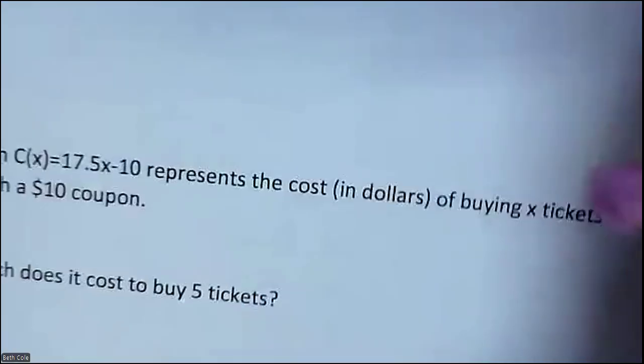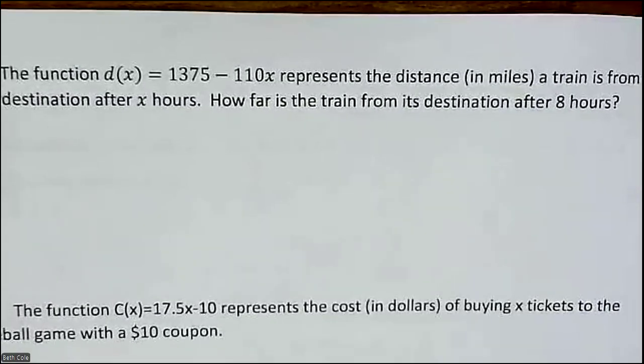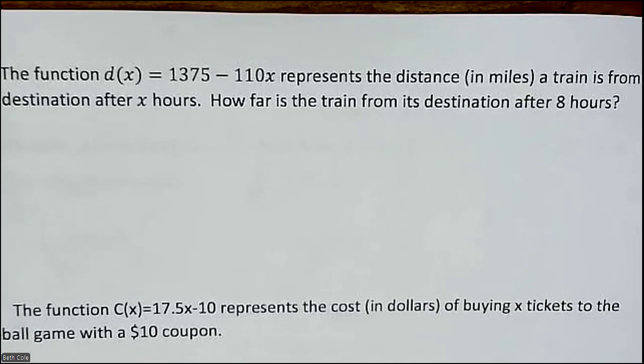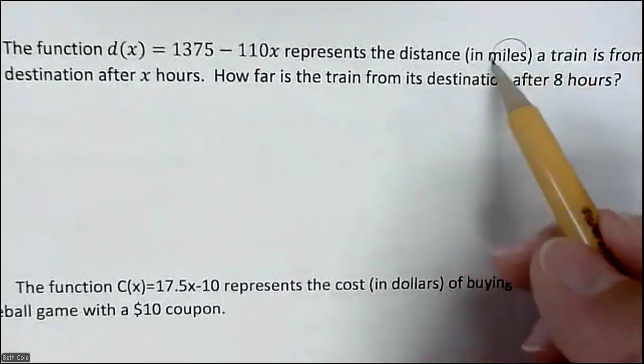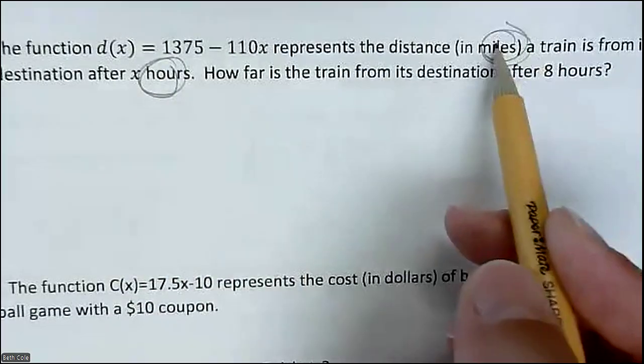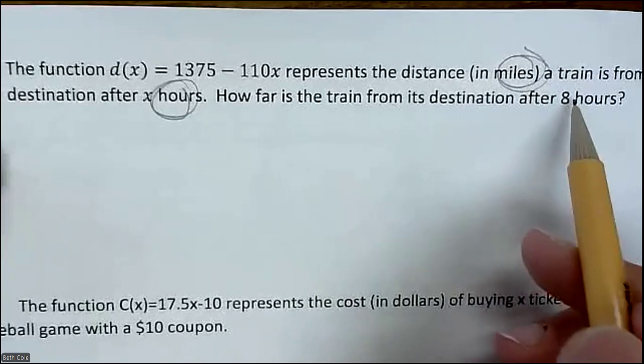All right, last page. I think I just have some word problems on here. Word problems, yay. Ew. Word problems are the exact same as non-word problems, except they have units, like miles per hour and stuff like that. All right, so this function represents distance in miles a train is from its destination after x hours. You have miles and you have hours. How far away is the train after 8 hours?